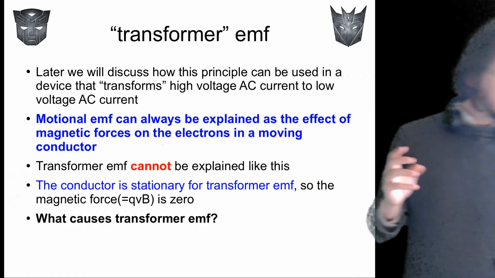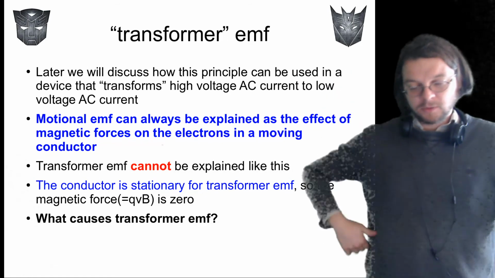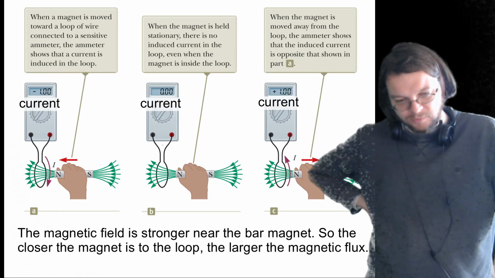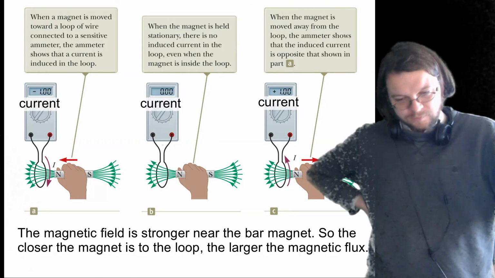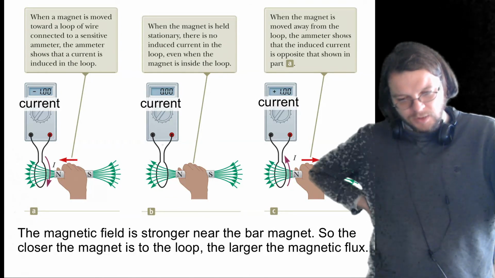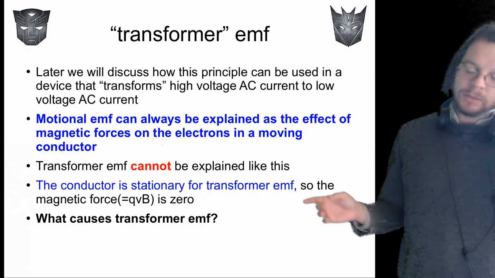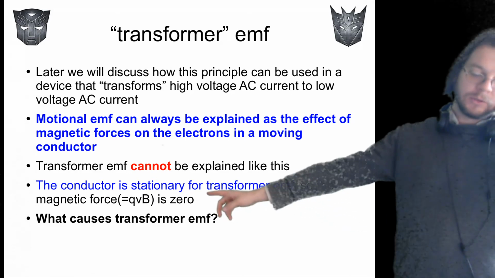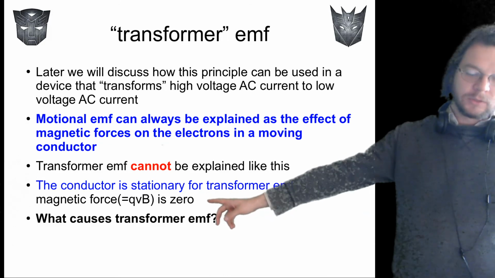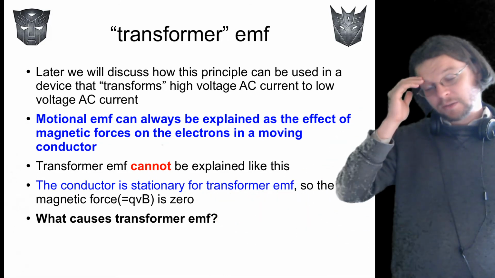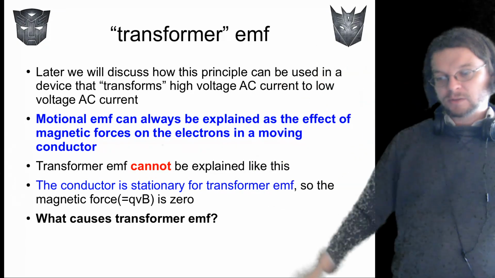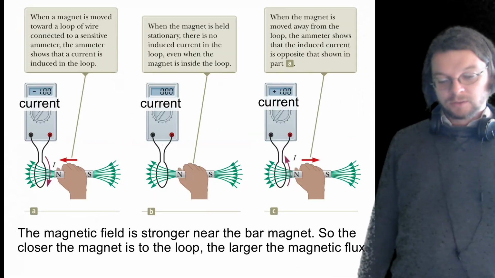So what causes the transformer EMF? Hope you appreciate the transformer logos here. What causes the transformer EMF is a bit of a long story. The best way that I try to explain it at this point is essentially saying, all right, the electrons have zero velocity, so the magnetic force on the electrons is zero. But is there some other way of explaining it? Let's try to think of other possible explanations that might work.